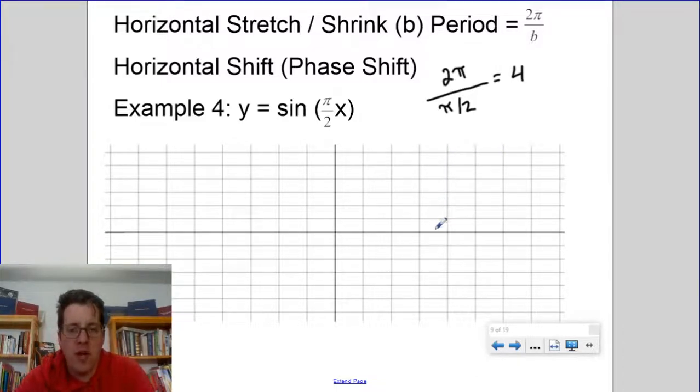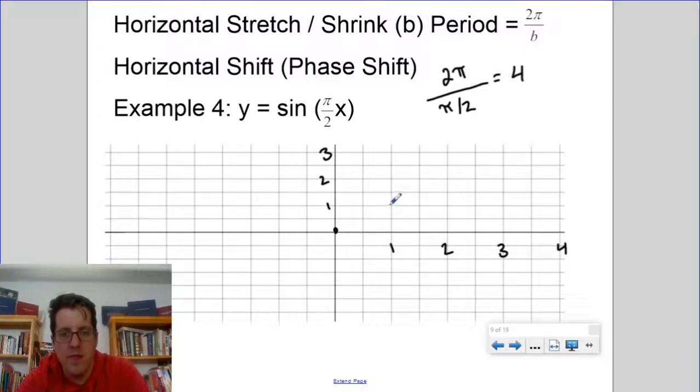So the other way to do this, instead of graphing on the same graph we've always been graphing on, is to set up your graph to fit your period. So for example, for this I might do 1, 2, 3, 4, and 1, 2, 3. This is a sine function, so it's going to go middle, high, middle, low, middle.